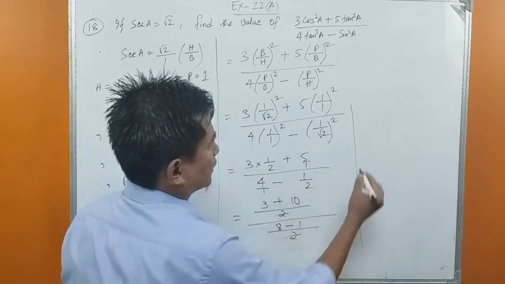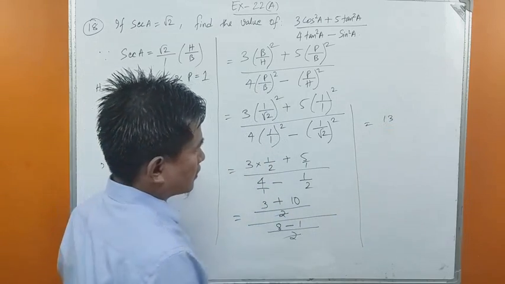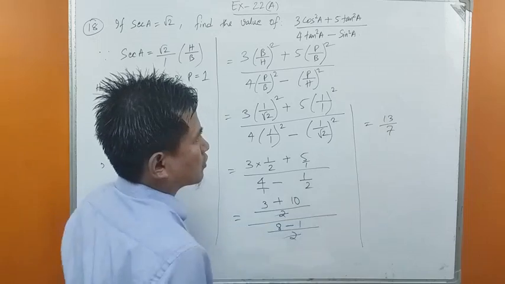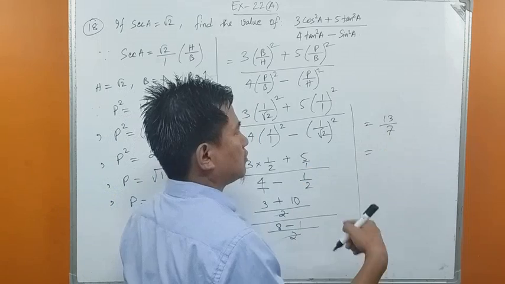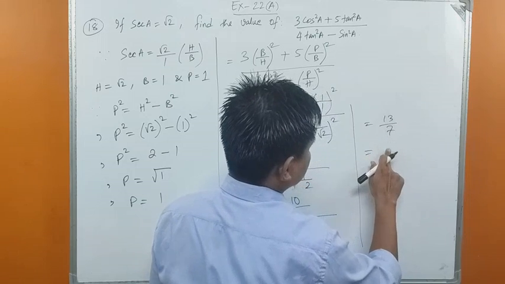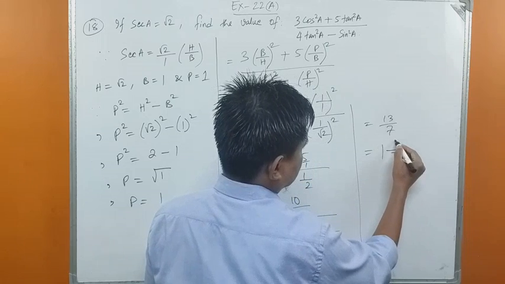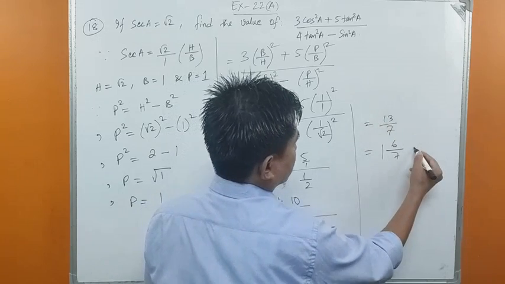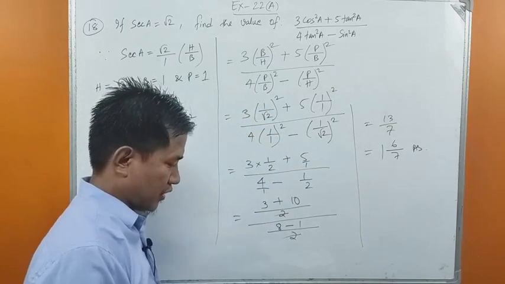3 plus 10 is 13, and in the denominator 8 minus 1 is 7, so 13 by 7 is the answer. Since this is an improper fraction, let us convert this into a mixed fraction. 7 ones are 7, 7 plus 6 is 13, 13 upon 7. So the value of this expression is 1 whole 6 upon 7. Okay, I hope you got this.